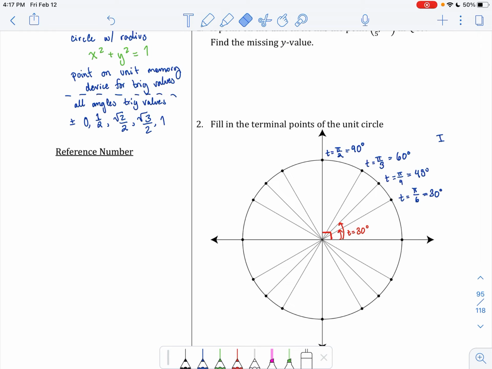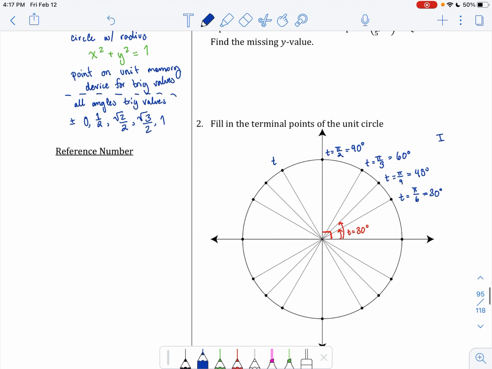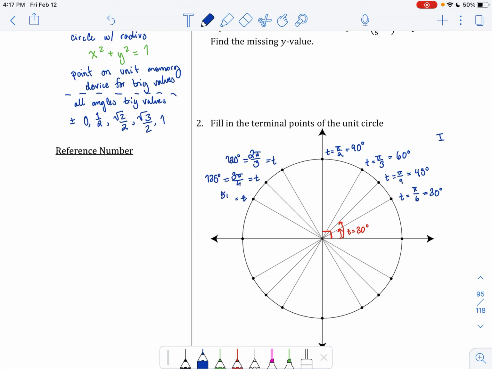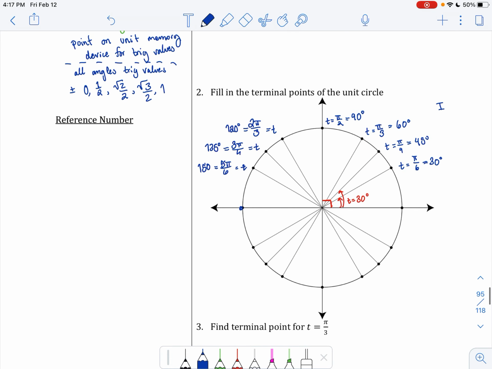Now, as I said, these keep going around. So in this case, this next one, we're still talking about 90 degrees plus another 30 past. So the t value here is 2 pi over 3 in radians, or 120 degrees. Here we have 3 pi over 4, which would be 135 degrees. 5 pi over 6, which would be 150 degrees.